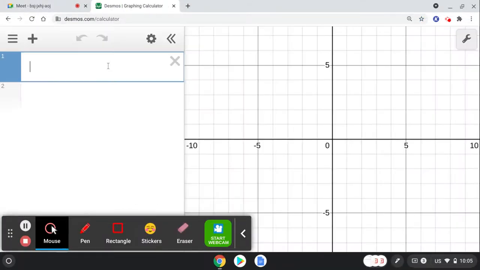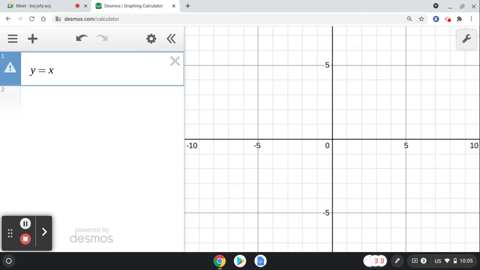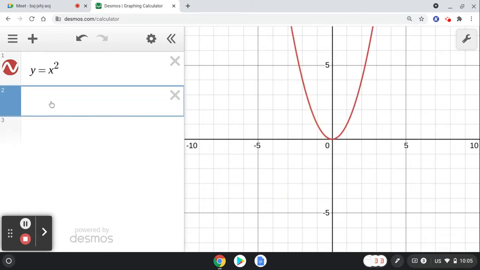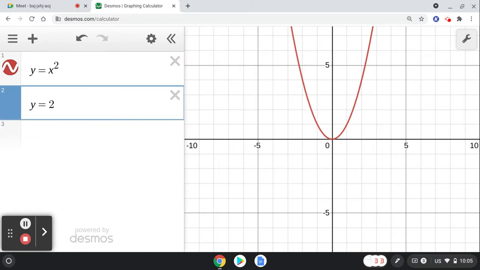Okay, so we've got two functions. We've got the t squared function, and we've got 2 to the power of t. I'm going to call it 2 to the power of x. And so check this out.